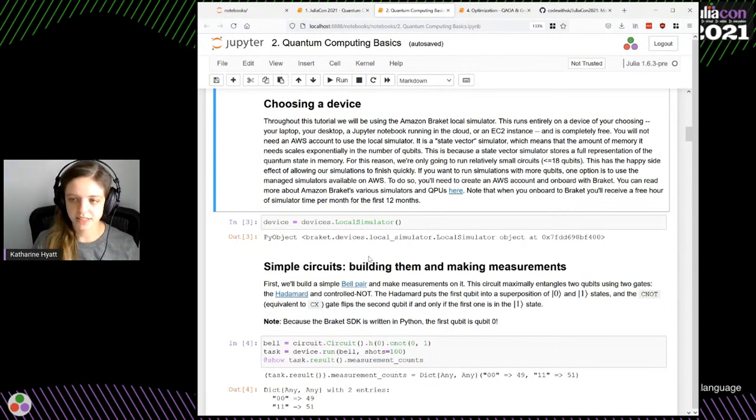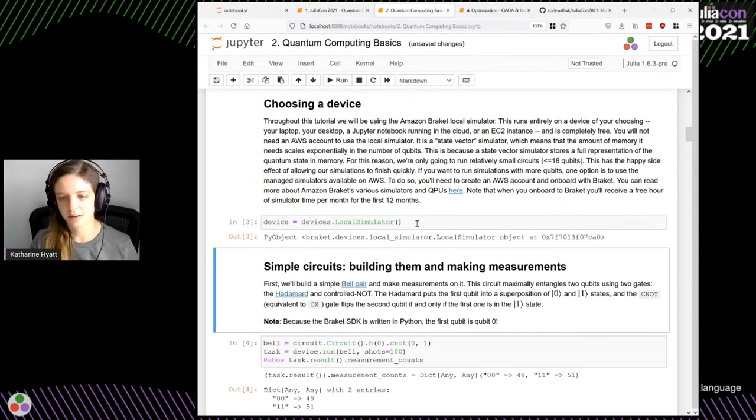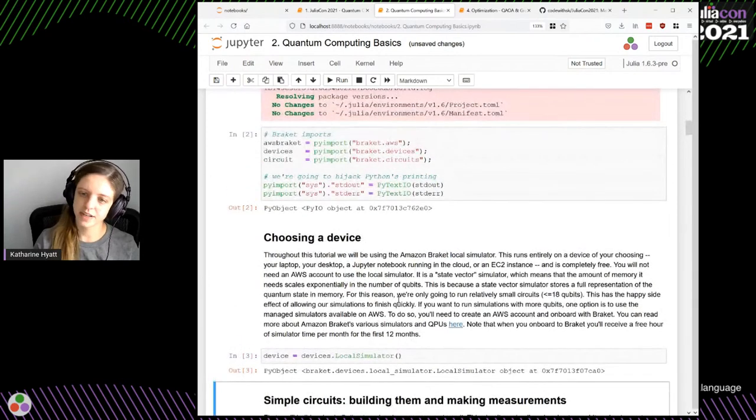And so if you're interested in running simulations with more qubits, one option is to find yourself a computer with more RAM, or another would be to use the managed simulators that are available on AWS. And again, if you're interested in doing that, you can talk to us or read the AWS documentation. One thing to note, if you do decide to onboard with Braket on AWS, you receive a free hour of simulator time per month for your first 12 months on the service. So all that is to say, we are going to use the local simulator device from the Braket devices module.